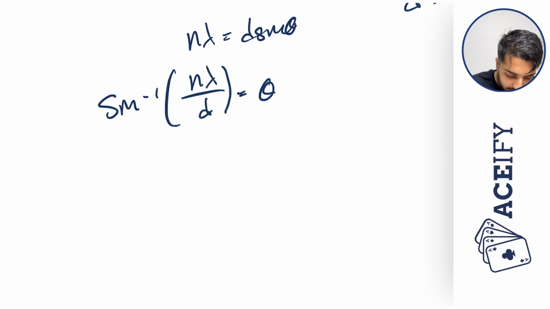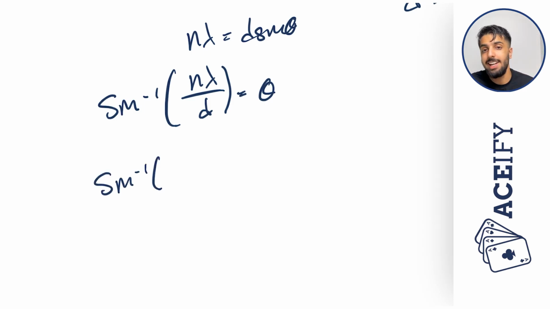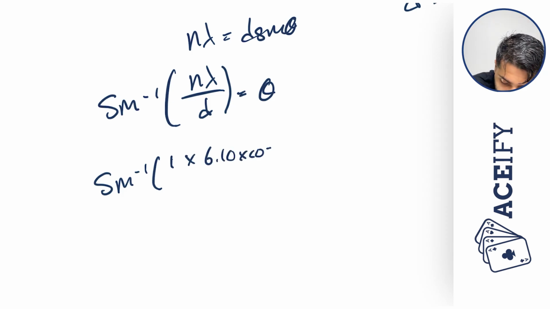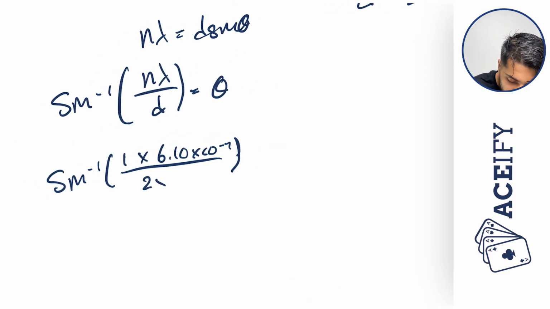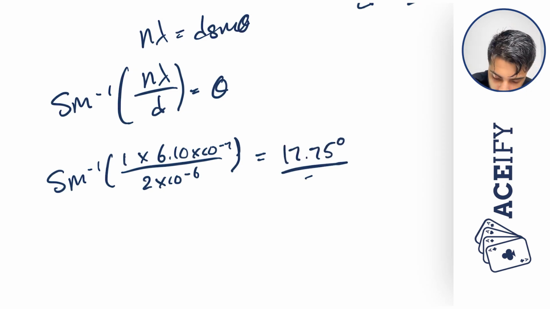And now plugging in our numbers, we know that n is equal to 1 because we're trying to find the angle between the central node, which is n is equal to 0, and the first antinode, which is n is equal to 1. So 1 times our wavelength, which we found in the previous question was 6.1 times 10 to the negative 7, all over our d, which we just found was 2 times 10 to the negative 6, which gives an angle of 17.75 degrees. There we go.